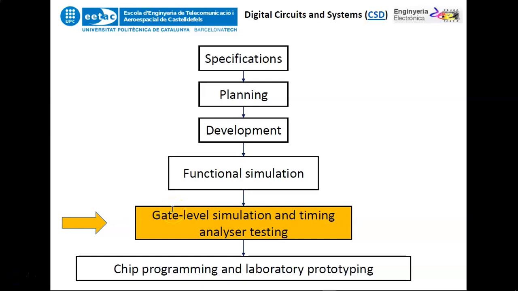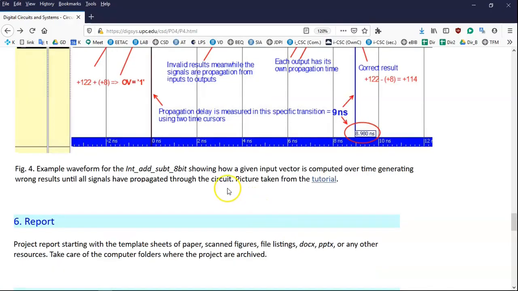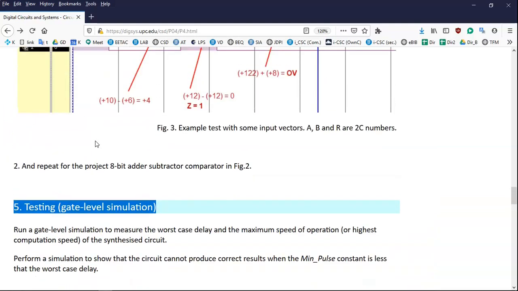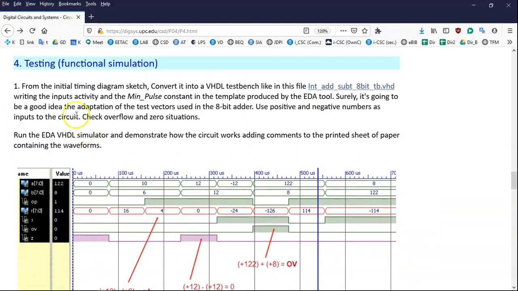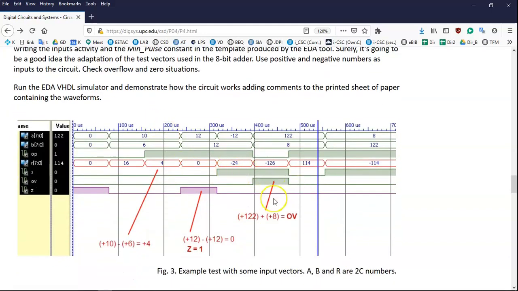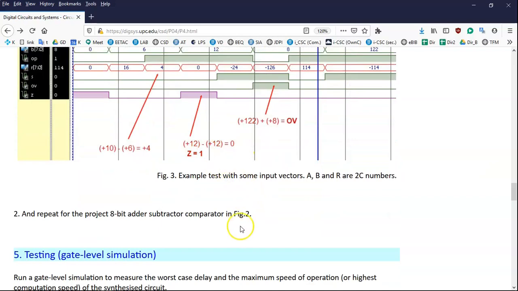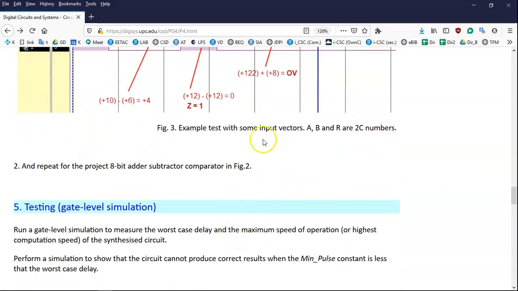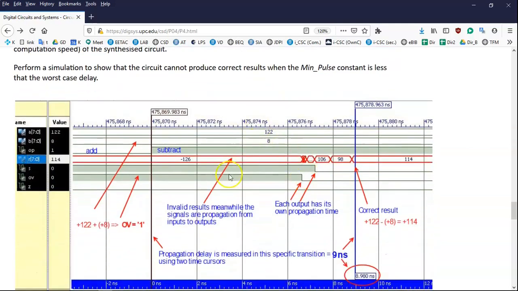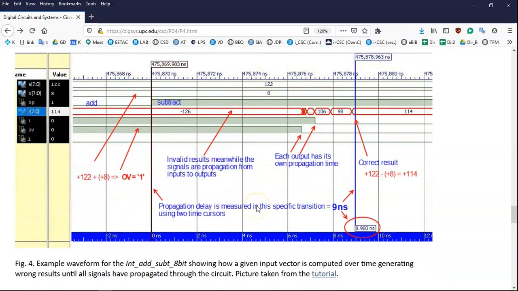So in order to start this gate level simulation, we better go to the web and see the testing section in gate level simulation, the one that follows up with the testing functional simulation. Naturally, you have to go first annotating the waveforms to see if everything is correct. And then, when that is solved, you can go testing gate level. And this is the kind of picture that you are expecting here, okay?